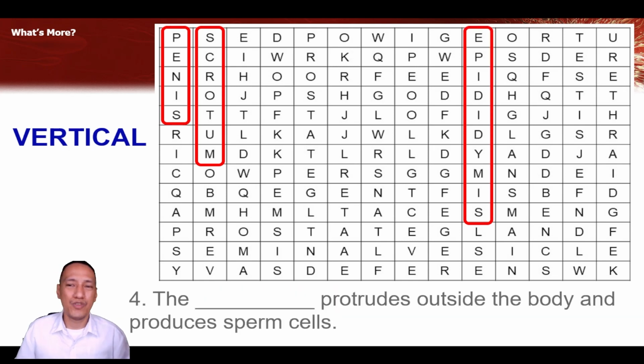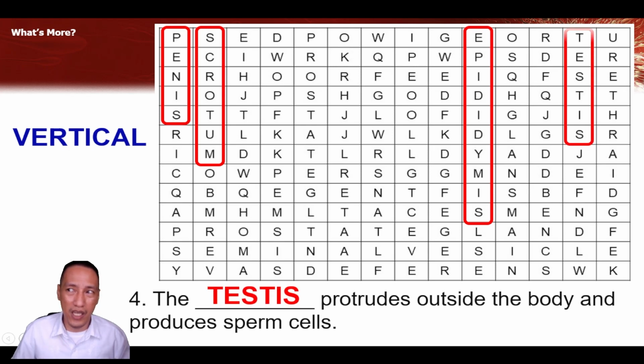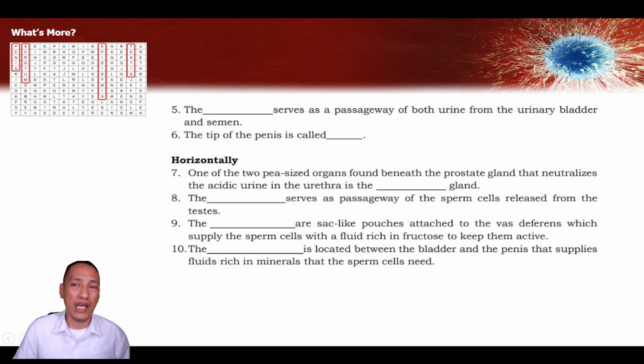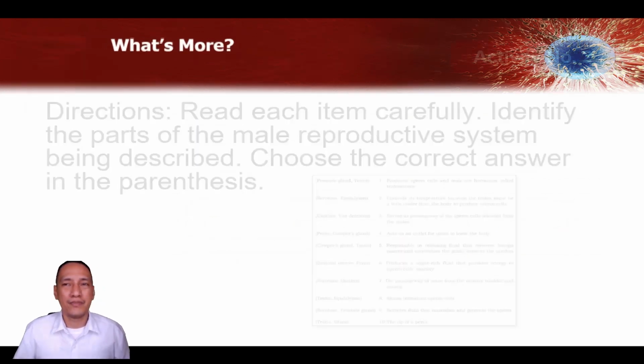We now move to number 4. The blank protrudes outside the body and produces sperm cells. So protrudes ay nakausli outside the body. Pero mas madali maaalala siya by the next part of the sentence that says produces sperm cells. And it's right there, right? And now we go to the rest. Yung natitira dyan sa ating activity, you may proceed. Just answer it to identify the word and look for it afterwards doon sa box ng mga letters.